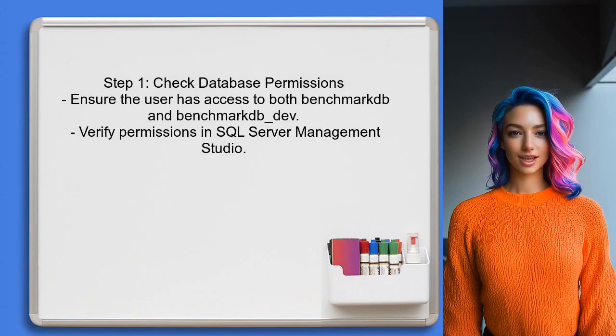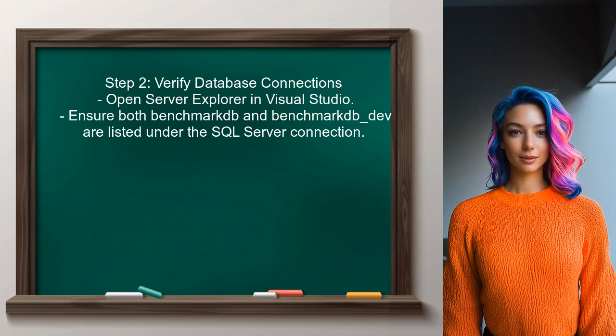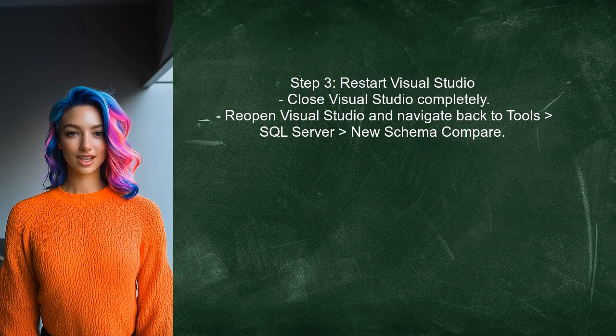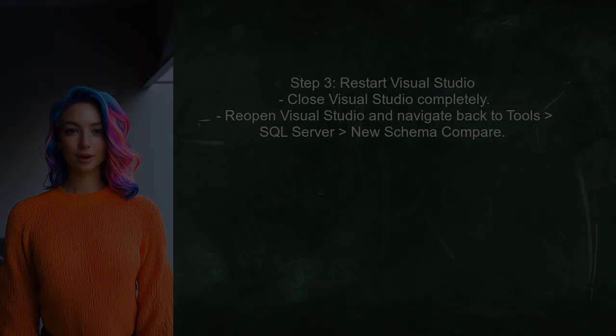To begin resolving the issue, the user should ensure that they have the correct permissions to access both databases. This is crucial for the schema comparison to work properly. Next, the user should confirm that both databases are properly connected in Visual Studio. They can do this by checking the Server Explorer to see if both databases appear there. After confirming the connections, the user should try restarting Visual Studio. Sometimes, a simple restart can resolve issues with the interface not updating correctly.